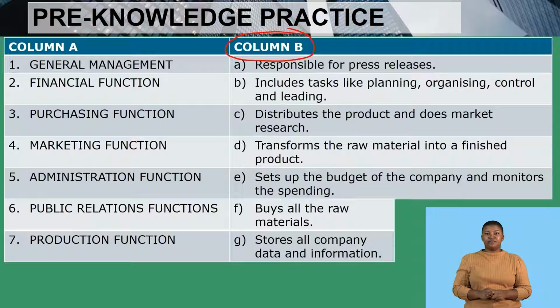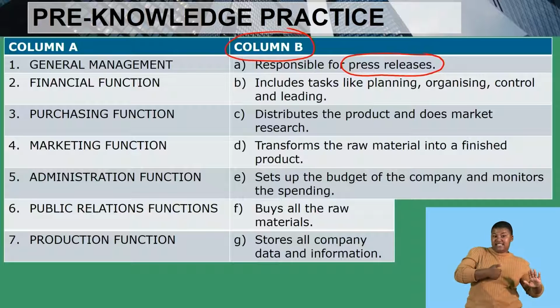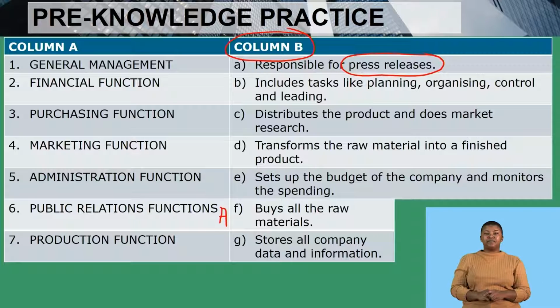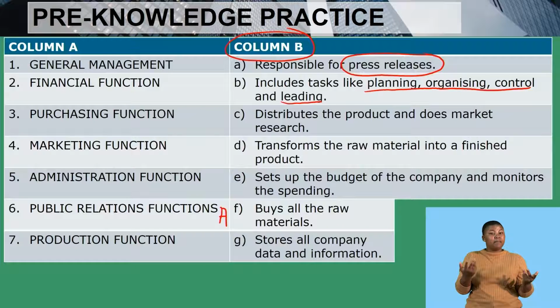The first one states that this function is responsible for press releases. So we remember that press releases is a way to manage the image of the business. Therefore, it will be the public relations function, and you will see it's number 6. So we will write A next to number 6. Then our following one says it includes tasks like planning, organizing, control and leading. As we know, it's the management tasks. So it will be general management, which is option 1. We will write a B next to option 1.